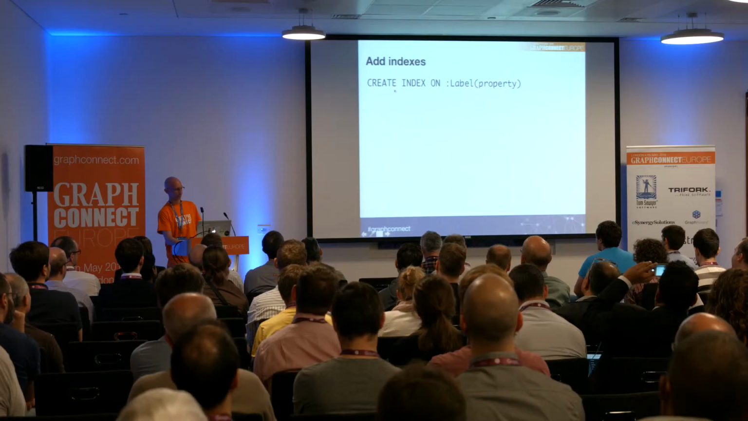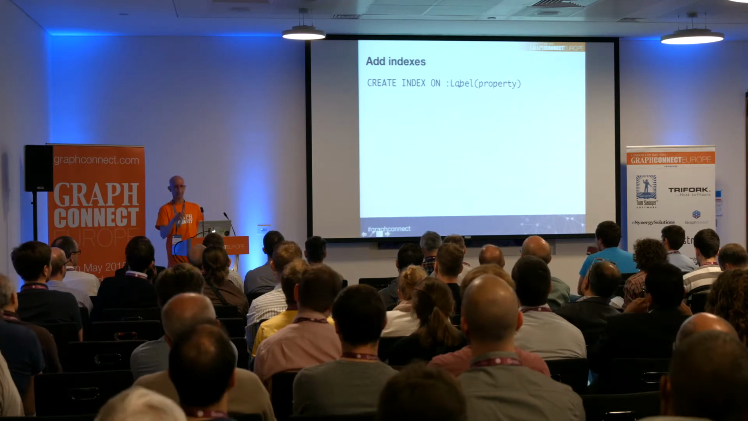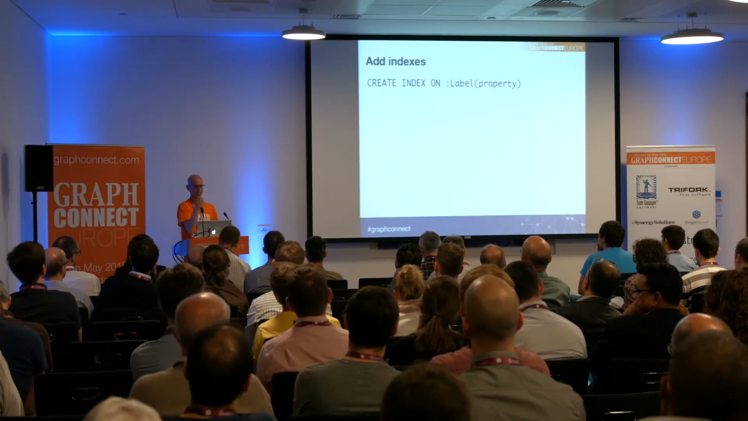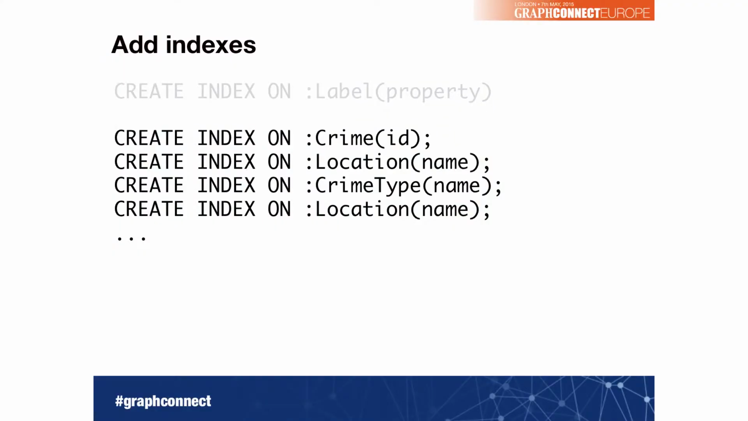So this is the syntax. We say create index on, and then the name of the label. So we had crime and crime type, and then the property, whatever it is. So we had, I think, ID, and then we had name. And then this is what it would look like across the whole model that we designed a few slides ago.